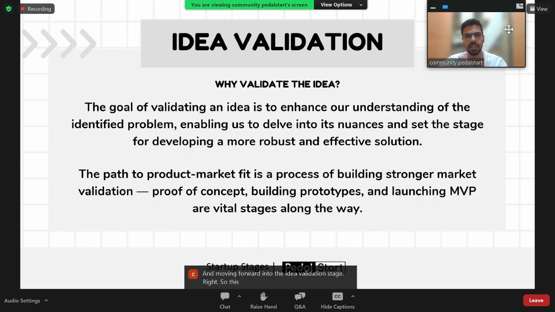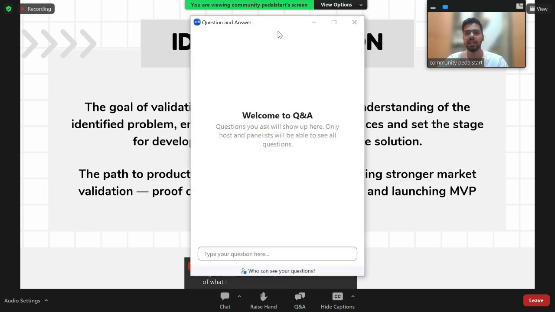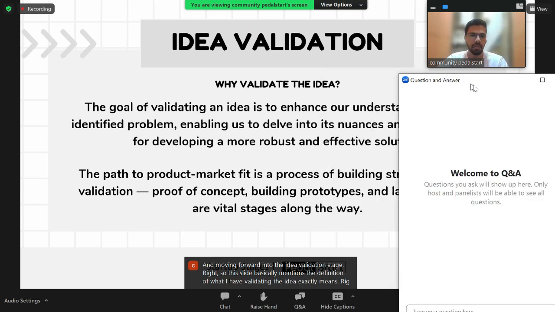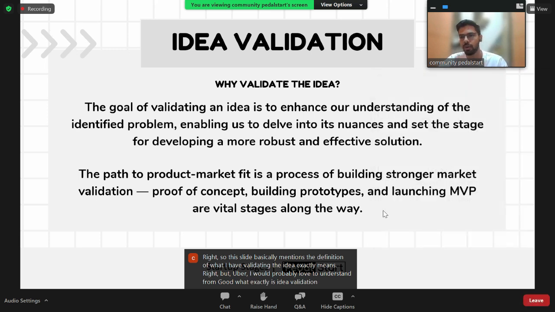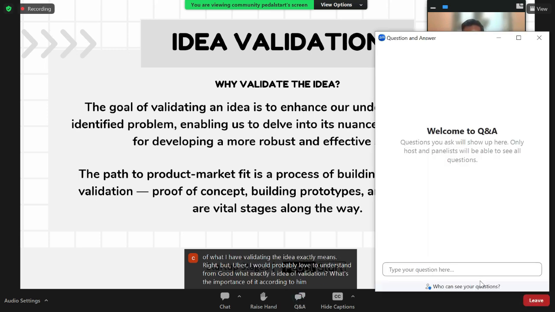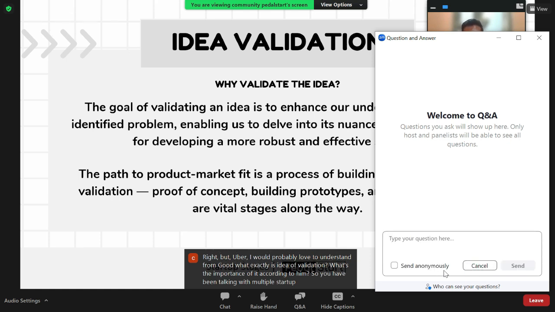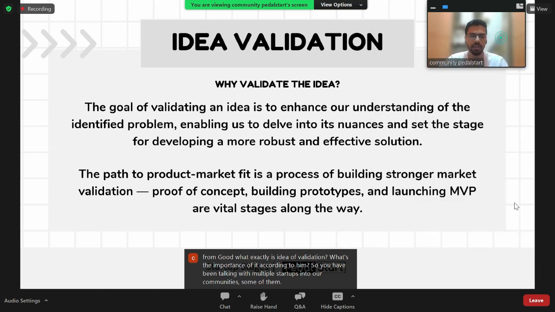So this slide mentions the definition of what validating an idea exactly means, right? But over here, I would love to understand from Chintan sir what exactly idea validation is, and what its importance is according to him. He has been talking with multiple startups in our community, and some of them are part of this particular session. So Chintan sir, if you can explain what exactly idea validation is, how to validate one's idea, and what the different key points one needs to keep in mind while validating their idea.